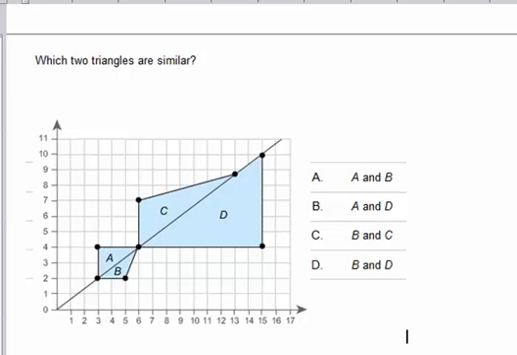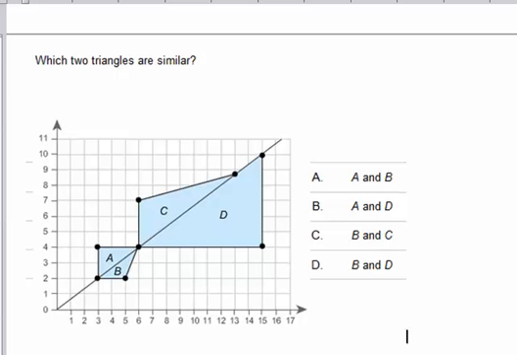So here it asks which two triangles are similar. So our options are either A and B, A and D, B and C, or B and D.